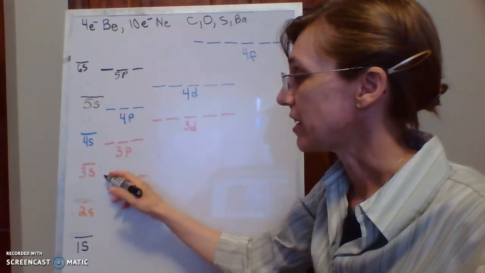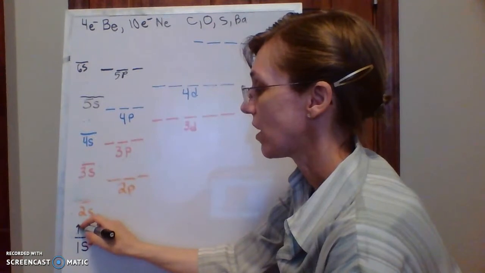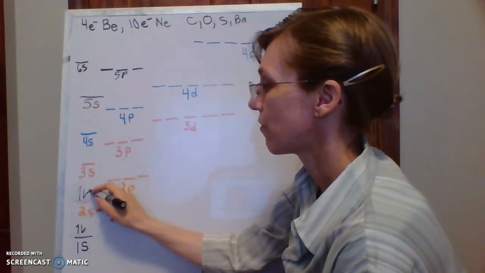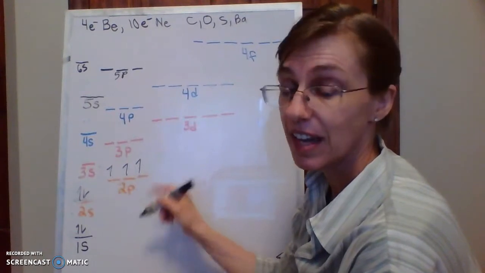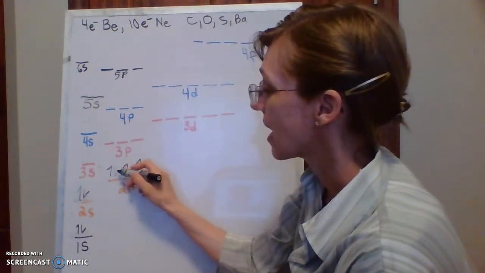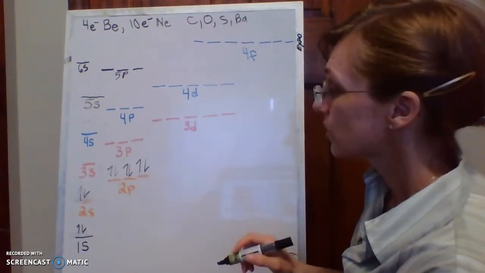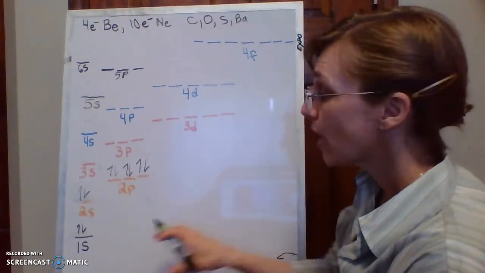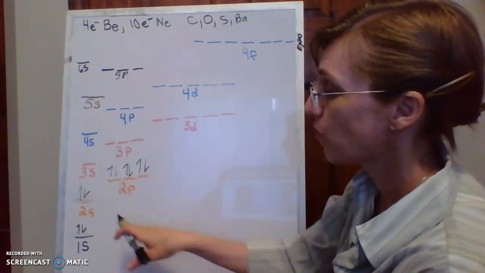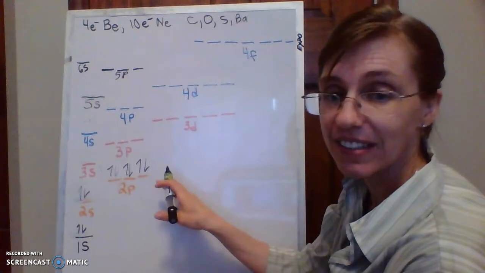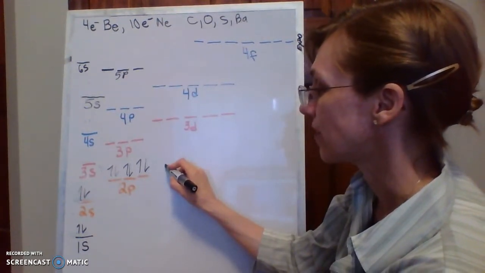Remember, when we get to the p's, we do 1 before going back and pairing. Here we go. 1, 2, 3, 4, 5, 6, 7. Now we can go back and pair. 8, 9, 10. So let's go ahead and write each one of these out. We're going to do what's called the expanded form first. The expanded form lists each and every one of these lines separately. Each orbital gets its own spot in the configuration.